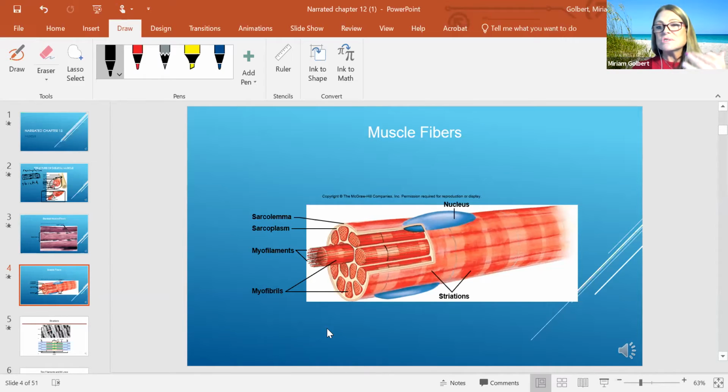So because it's a muscle cell and anything that begins with sarco means muscle, we call the membrane that surrounds the cell or the muscle fiber the sarcolemma instead of membrane. It's sarcolemma. The cytoplasm inside is called the sarcoplasm instead of cytoplasm, right? Just because it's muscle. So it has its own little name, right? And you can see the big nuclei on each side.